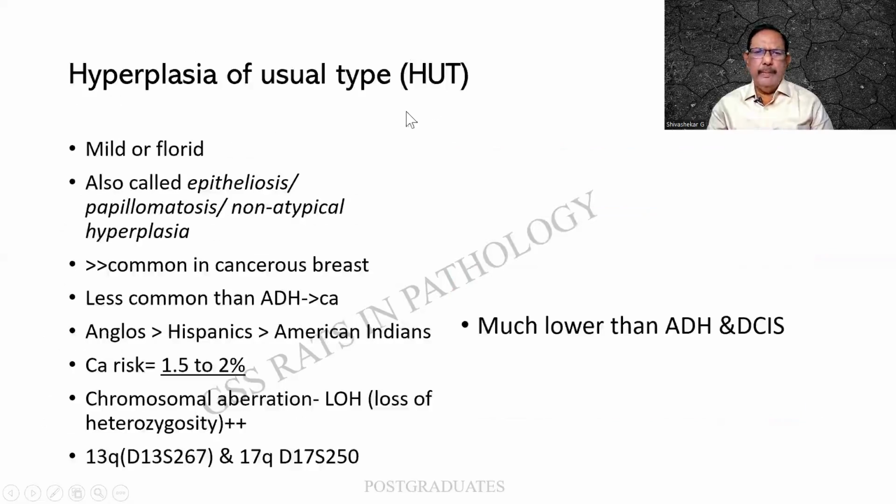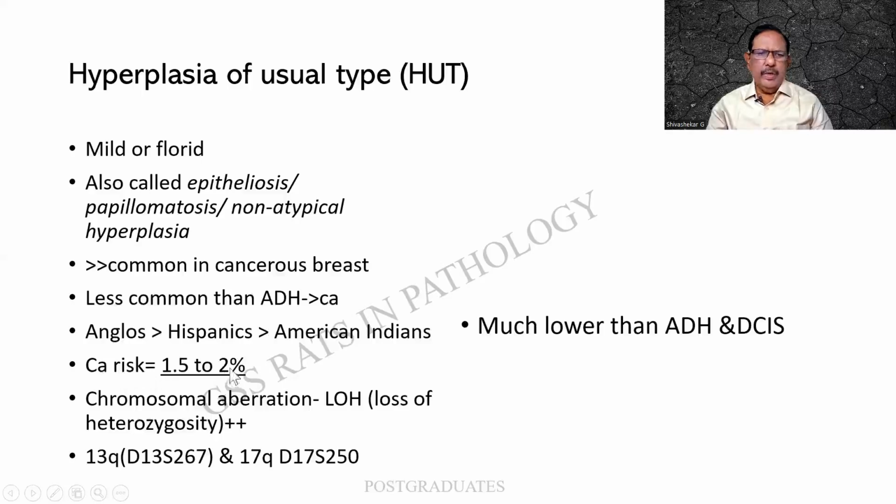Hyperplasia of the usual type. So this you people should be knowing. There is a hyperplasia which can be epitheliosis, called papillomatosis or non-atypical hyperplasia. It is more common in the cancerous base. So this is unfortunate. Sometimes we will get a biopsy of this and say that there is only hyperplasia, no malignancy, whereas the adjoining region may be showing malignant changes. These people were prone to it: Anglos, Hispanics, and American Indians, probably because of their habit or a late marriage and so on.